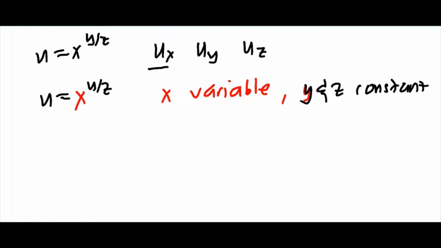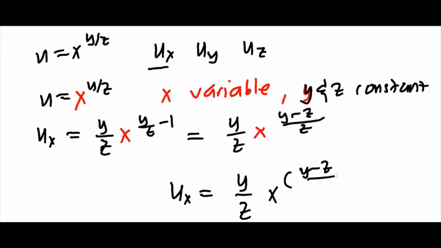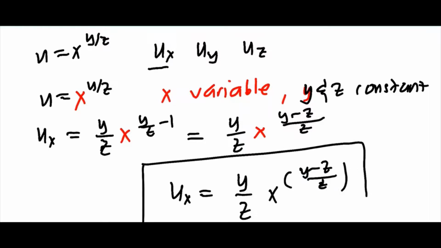Now, taking the derivative of this function, we have u sub x. Note that we write x as our subscript here since we're differentiating with respect to x. Then u sub x equals y over z right here. Take note also that we move y over z down here since that's our constant, times x to the new exponent, and we'll subtract 1 from the exponent y over z, and we'll have y over z minus 1, according to the derivative rules. Then we have the first partial derivative of u with respect to x is equal to y over z, x to the y minus z all over z.